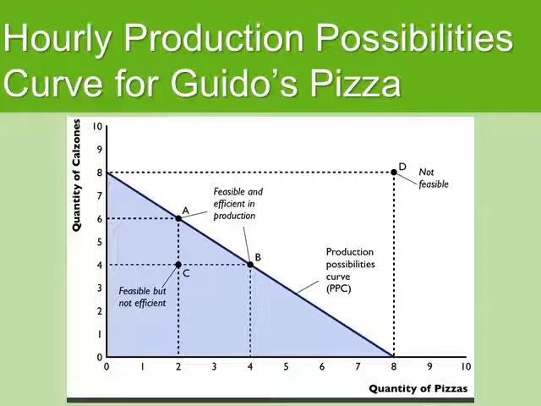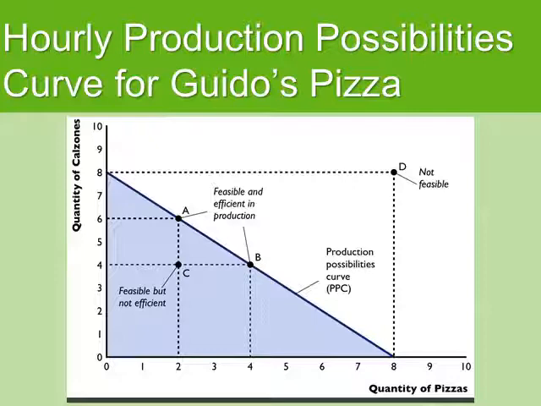Now, assuming Guido's is efficiently using all of these resources and they produced only pizzas, notice this shows they could produce 8 pizzas in an hour. Or, if they made only calzones, they could produce 8 calzones in an hour. But not both. Why not? Scarcity of resources. Alternatively, Guido's could produce 7 pizzas and 1 calzone, 6 pizzas and 2 calzones, 5 pizzas and 3 calzones. Hopefully you get the picture there.